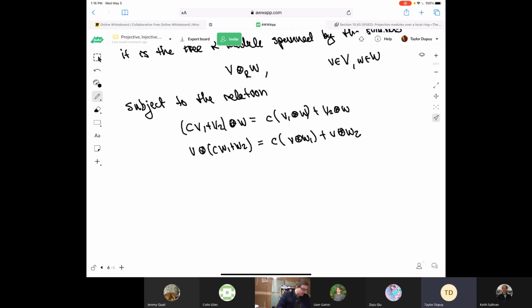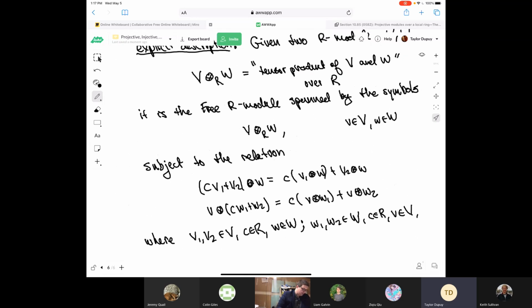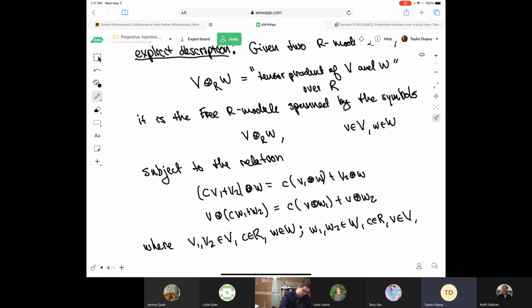So these are the relations that you impose. In the first equation, v1 and v2 are in V, c is a constant, and w is in W. In the second equation, we have w1, w2 in W, c is in R, and little v is in V. So yeah, this is all you do. And that's what we have.